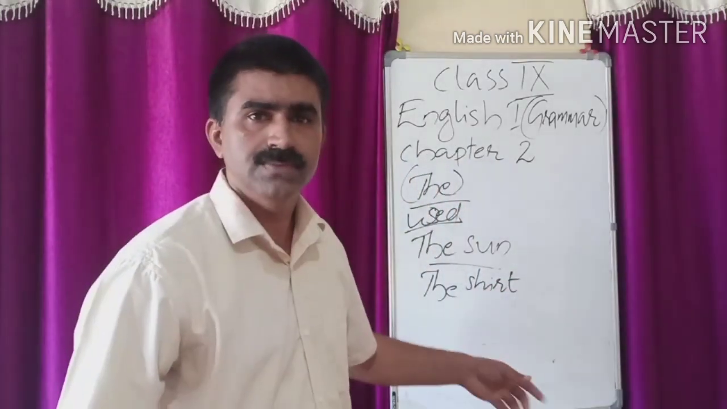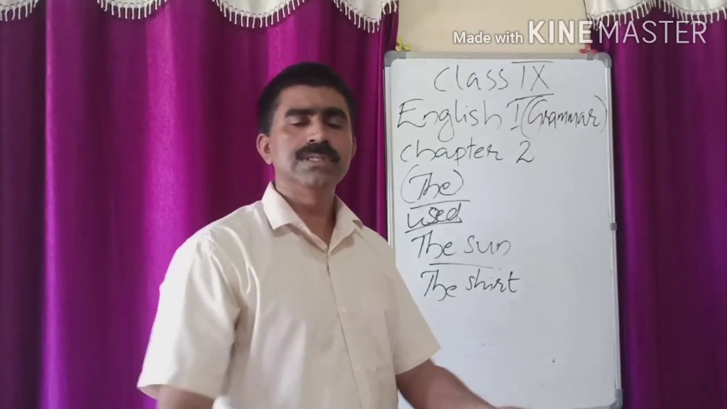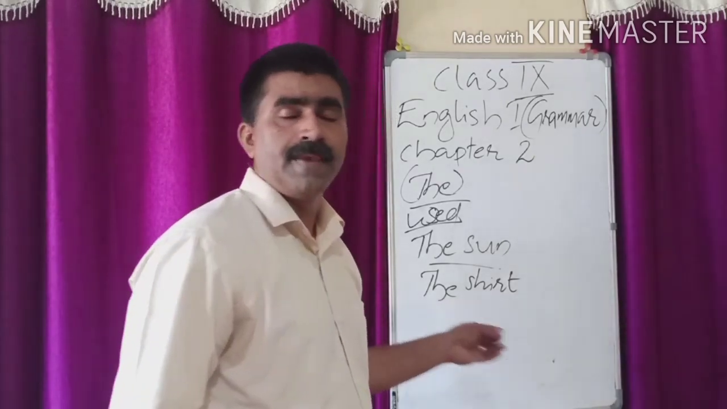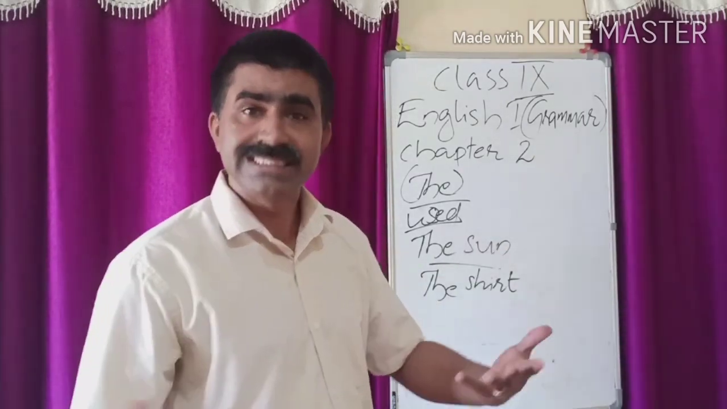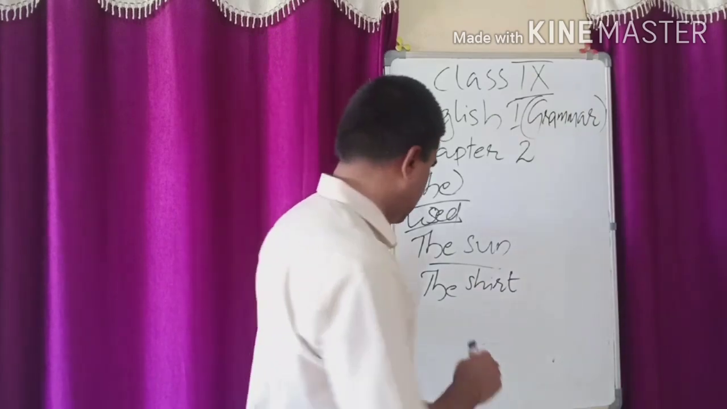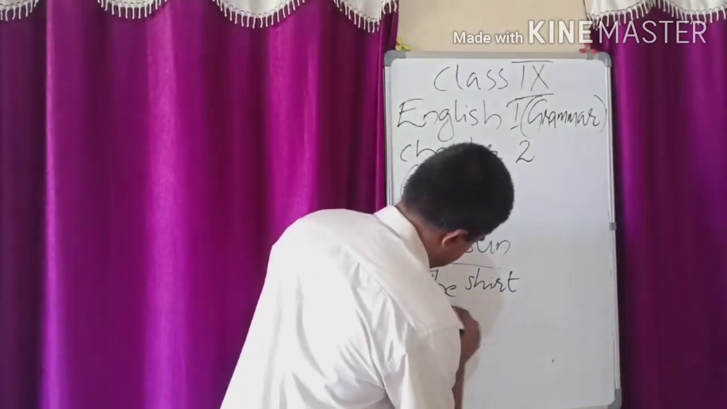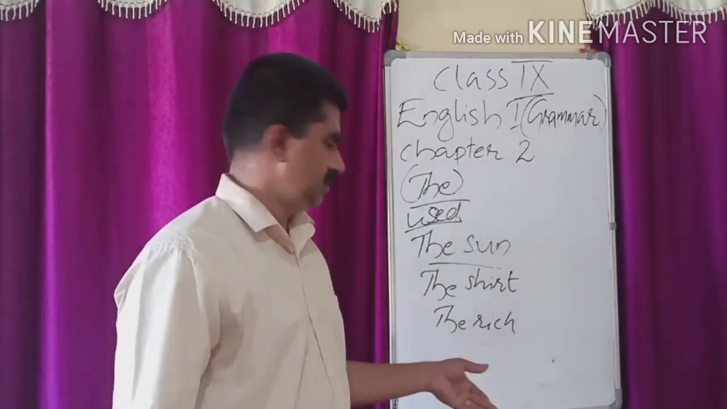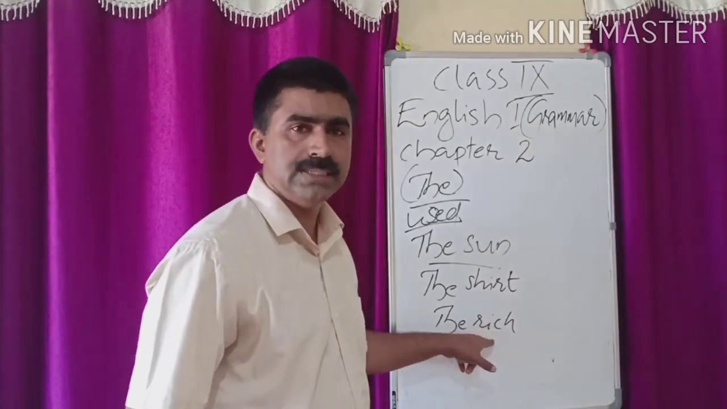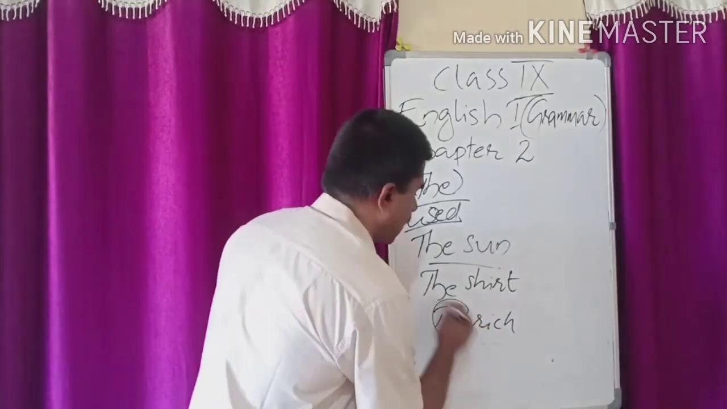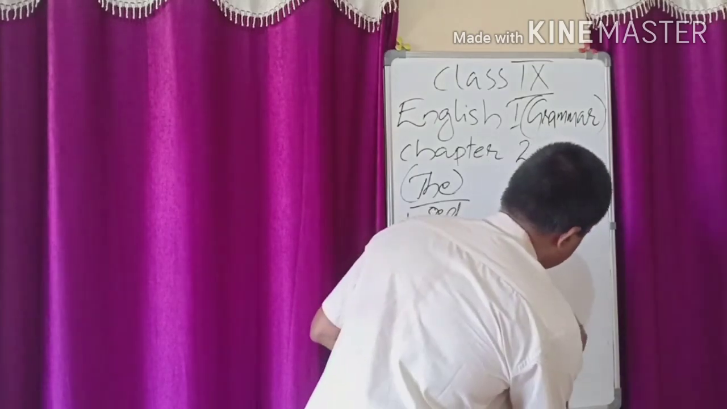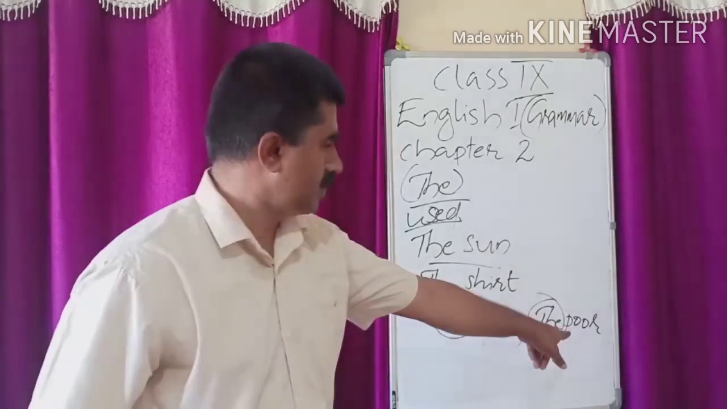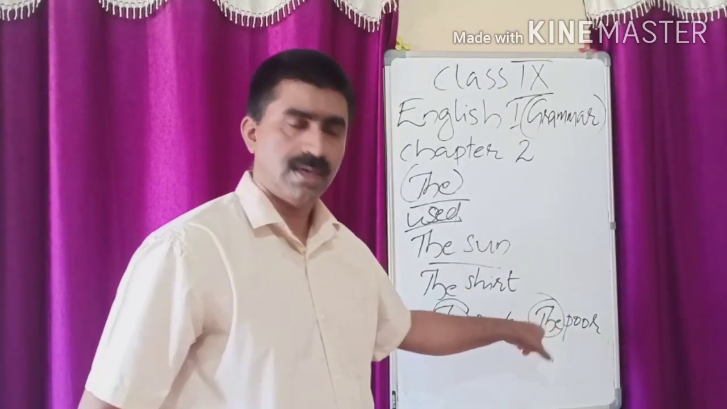The particular shirt which I am wearing. So that is known. So in that occasion, we can use the definite article the. Again, we can use it before adjectives which are used as nouns. For example, the rich. The rich shows the rich people. So here the rich is not an adjective, it becomes a noun because of this article. The rich, the poor. So this poor becomes a noun because of this article.